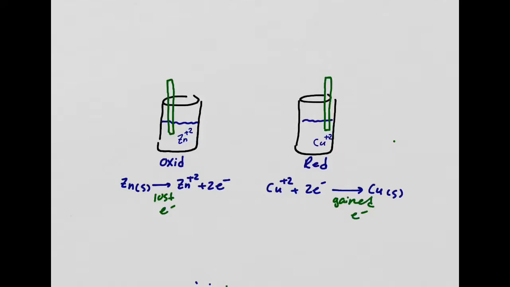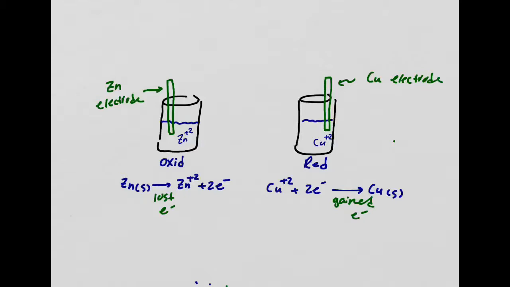Why am I using zinc and copper metal? Because metals conduct electricity, so they can be used as electrodes. So this one over here is going to be my zinc electrode, and this one over here is my copper electrode. I'm using zinc and copper metal because they conduct electricity. So far so good? Okay, and they're dipped into their solution.